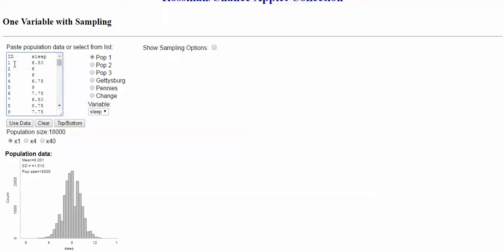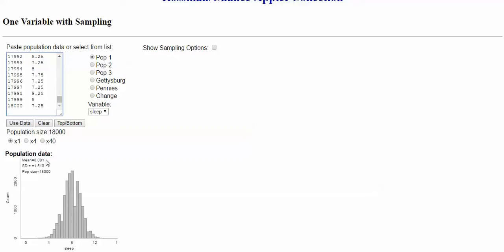So it looks like person 1 sleeps 6.5 hours per night, person 2 sleeps 6 hours per night, and person 3 also sleeps 6 hours per night. And this goes all the way down to 18,000 because there's 18,000 people in the population. Down here, we can see that the sleep times of the 18,000 people follow a roughly normal distribution.